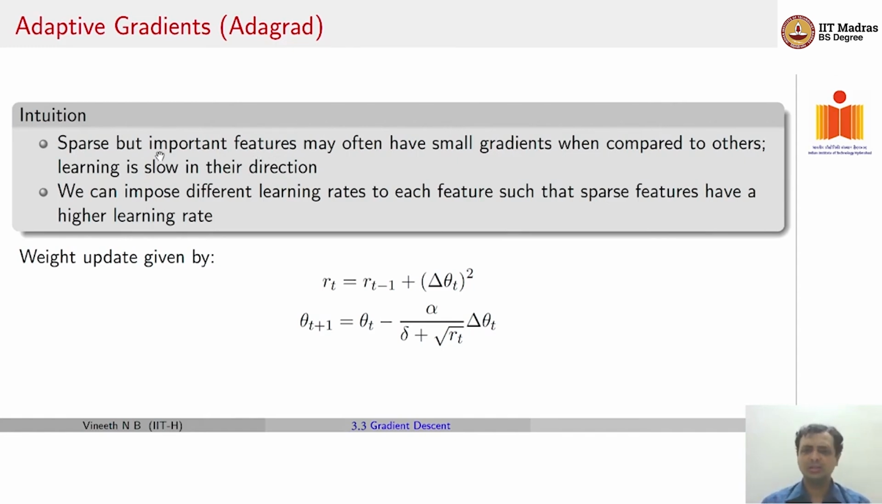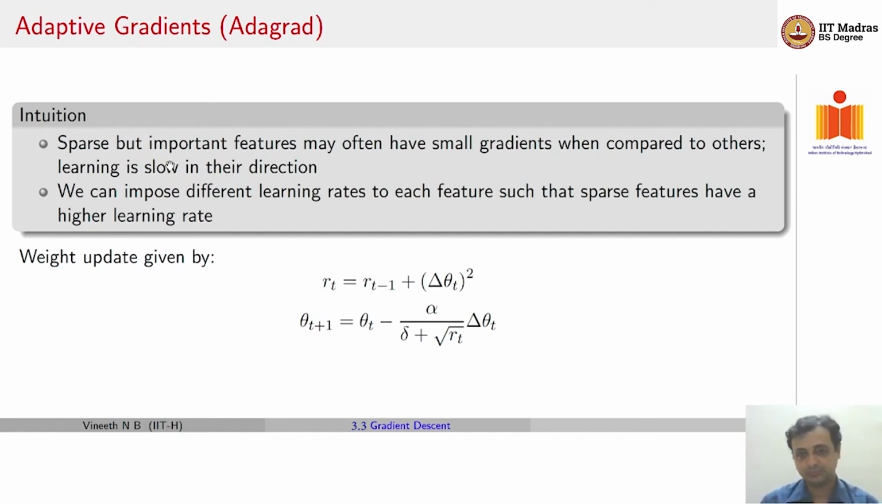So let's assume that there are certain weights that do not change with every mini batch in mini batch SGD, but change only once in a while. They may change by a small amount, but that amount is important because they only change once in a while. Sparse features could be important, and learning could be slow in this direction because the gradients could be small in that direction.